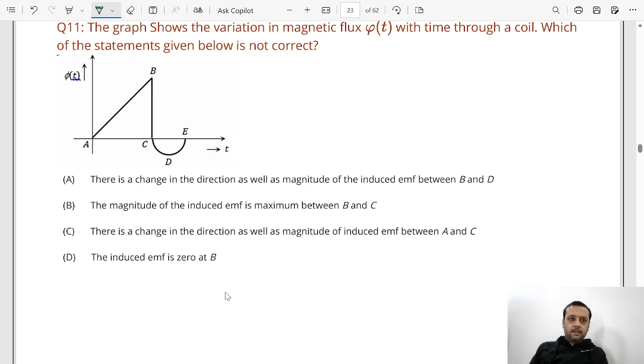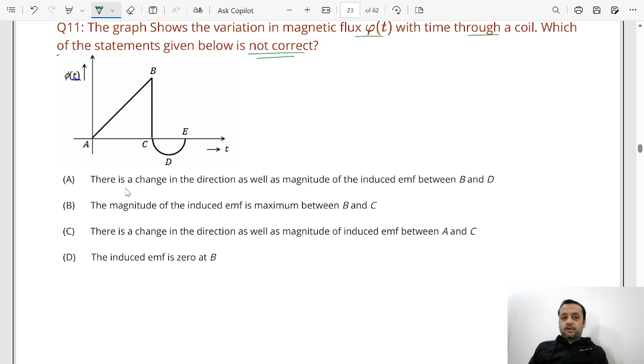All right. This graph shows the variation of magnetic flux with time through a coil, and we have to choose the statement which is not correct. Now look, we have to choose the incorrect statement. This mistake happens quite a lot, that we end up choosing the correct statement. So we have to choose the wrong statement. Remember this. Now look here, from A to B the flux is continuously increasing. Then from B to C flux decreases. From C to D again flux decreases, and then from D to E flux again starts increasing.